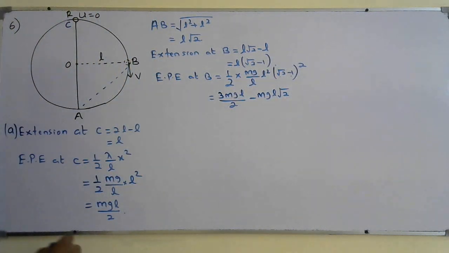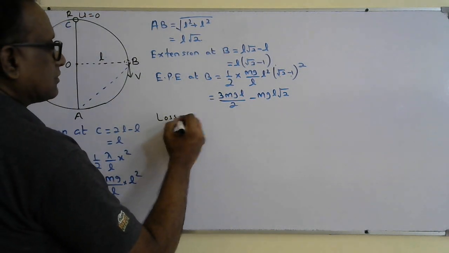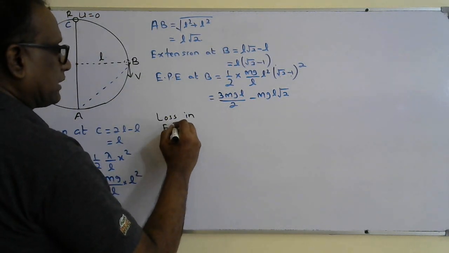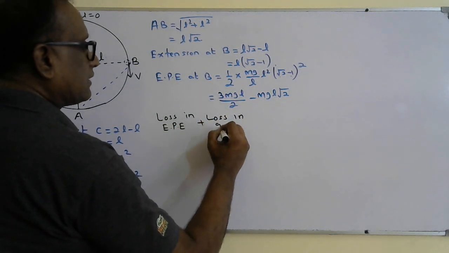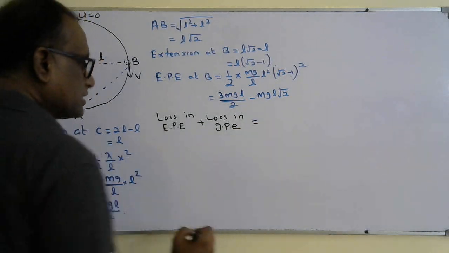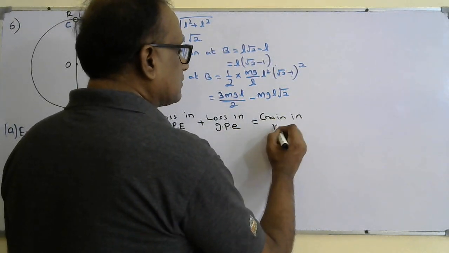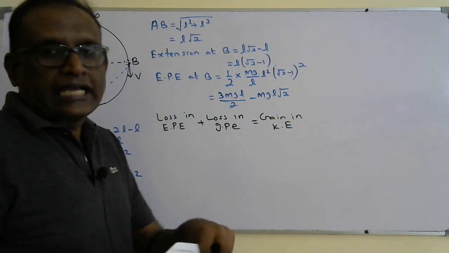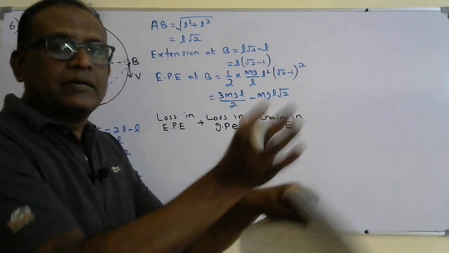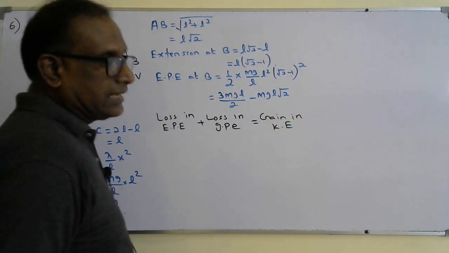Okay, so we can write the energy equation now. Loss in elastic potential energy plus loss in gravitational potential energy for the motion from C to B. Both are lost and it's converted to gain in kinetic energy. Like the law of conservation of energy, when a particular type of energy is lost, it will be converted to some other form that will become the gain in energy. So these two are lost, it will become gain in kinetic energy.